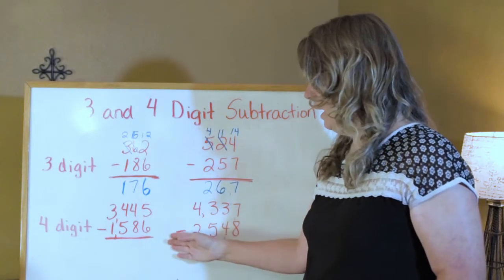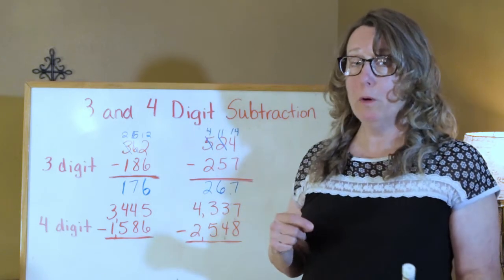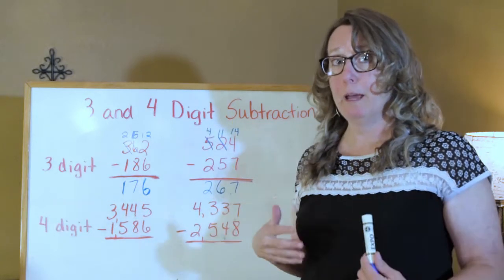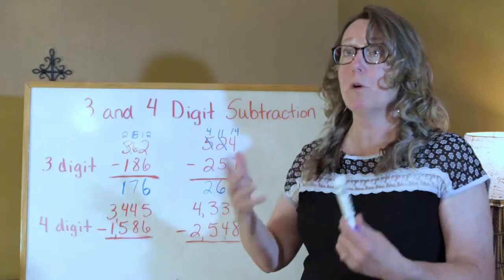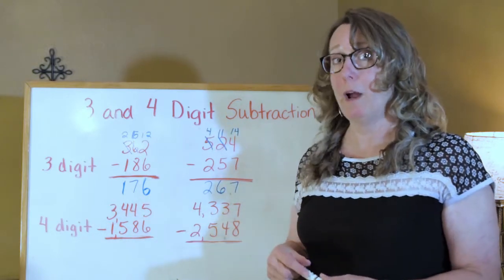So we're starting at the ones. We're going to ask that question: do I have enough? Yes, no. If I don't have enough, then I'm going to go on to the next place and break apart a 10, or break apart 100, or break apart 1,000. And that will give me enough numbers that I can subtract.